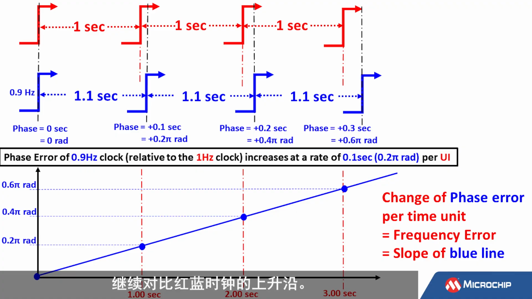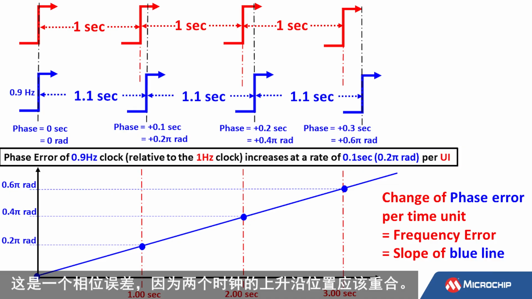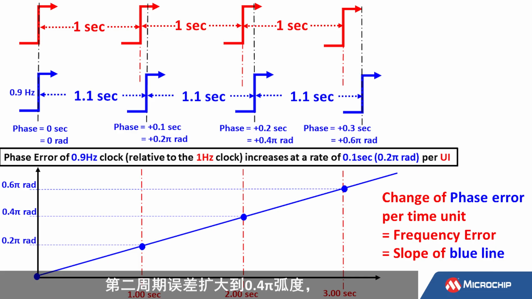Let's say for some reason that we expect both of these clocks to be identical 1 hertz clocks. Obviously, the 0.9 hertz clock is not ideal, and it contains errors. So we can now quantify those phase errors. And here's how we do it. Again, let's compare the rising edge of the blue clock versus the rising edge of the red clock. After one period, we see there's a phase difference of 0.2 pi radians, and this is a phase error because we are expecting it to be where the red clock edge is. Similarly, after 2 periods, the 0.9 hertz clock has a phase error of 0.4 pi, and so on.